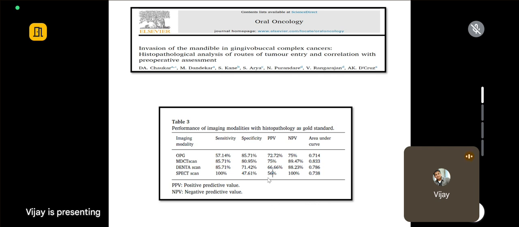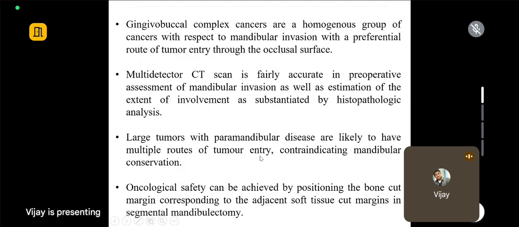Sensitivity was 100%, again in correlation with the previous table, for the SPECT scan, and specificity was highest for the OPG. So in this study, they concluded that GB complex cancers are a homogeneous group of cancer with respect to mandibular invasion, with preferential route of tumor entry through the occlusal surface.